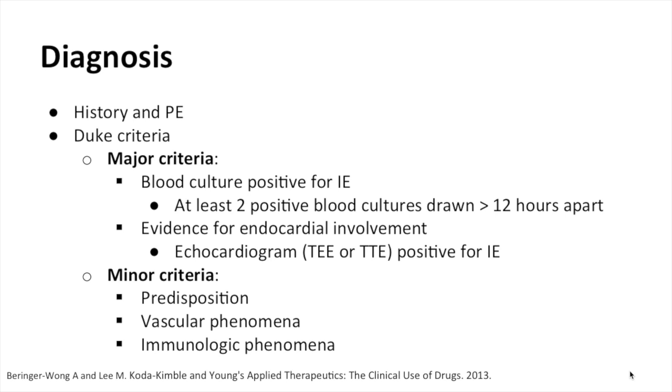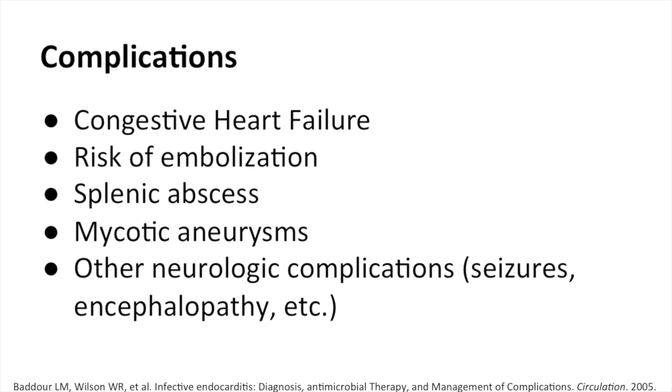For the minor criteria, there has to be some sort of predisposition, vascular phenomena, or immunologic phenomena. Echocardiograms can also help identify the presence of vegetations, valvular destruction, and associated abscess, fistula, or perforation. The following lists complications associated with IE, such as congestive heart failure, risk of embolization, myocardial aneurysms, and other neurologic complications such as seizures and encephalopathy.